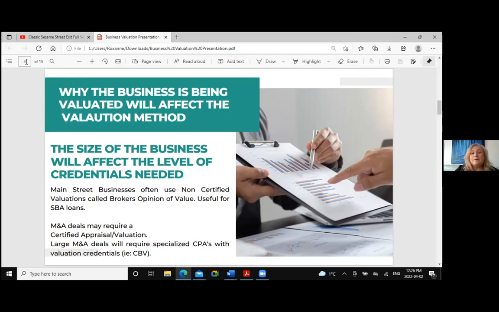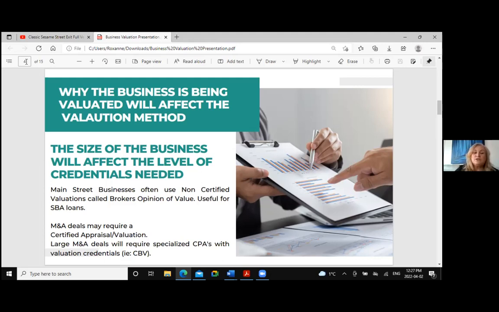The other thing I wanted to point out is that the size of the business will affect the level of credentials that's needed. With Main Street businesses, often non-certified valuations called brokers' opinions of value are just fine. They're useful for SBA loans, or here in Canada, I know that my top lending institutions love my brokers' opinions of value. And those are things that can be done for maybe just a couple of $1,000.